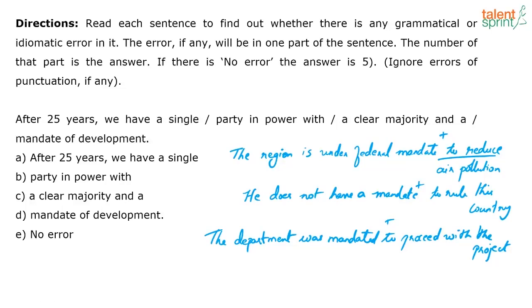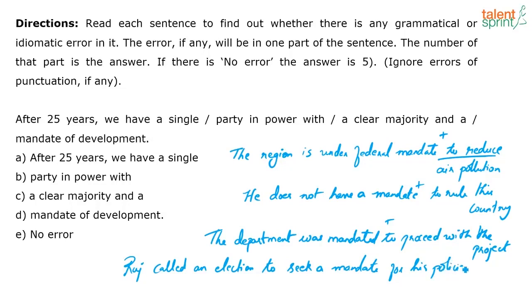However, the other construction that is also absolutely correct is there is a mandate for something, right? So let's look at an example sentence with that. Basically, for. Mandatory means compulsory, okay, which is an adjective. So I could say Raj, my favorite character, called an election to seek a mandate for his policies. So mandate for is also correct.